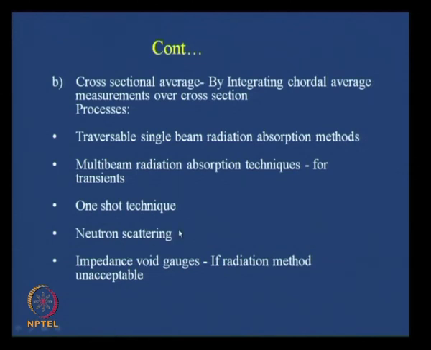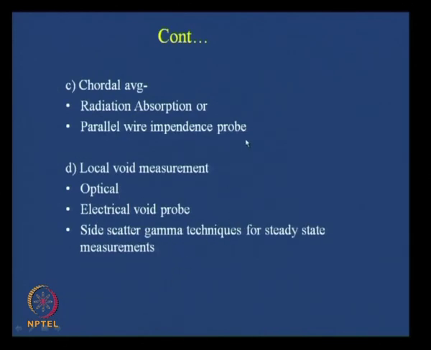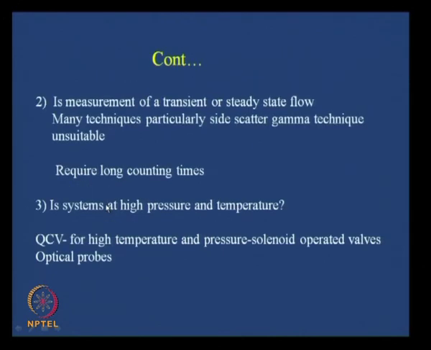Neutron scattering can be done, and impedance void gauges can definitely be used when radiation methods are unacceptable, which was the case for my particular situation. For chordal average, again you can use a parallel wire type impedance or radiation absorption. For local void fraction, a point electrode probe can be used. Side scatter gamma techniques can be used, but only for steady state measurements. Transient measurements cannot be done in this case. For transient, either optical or electrical void probes can be used.